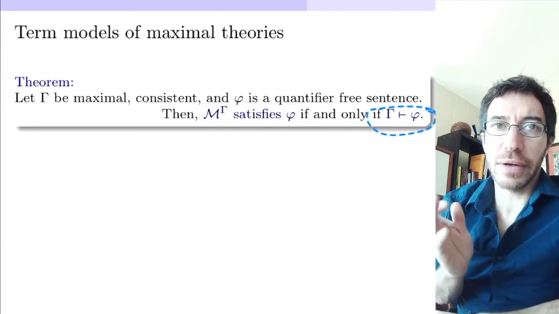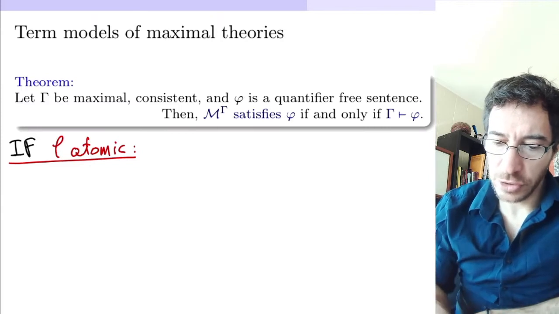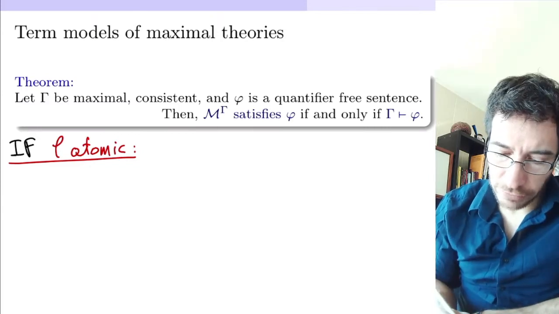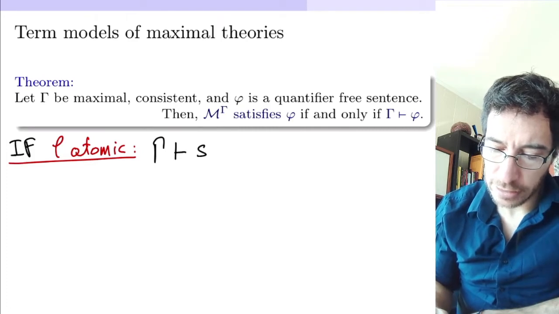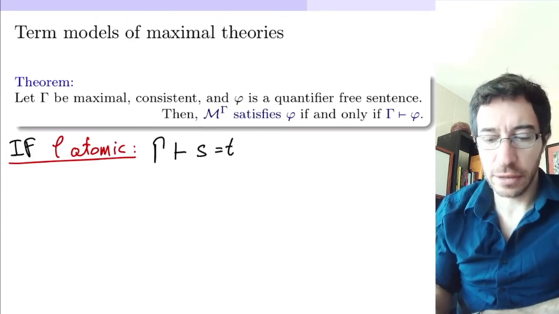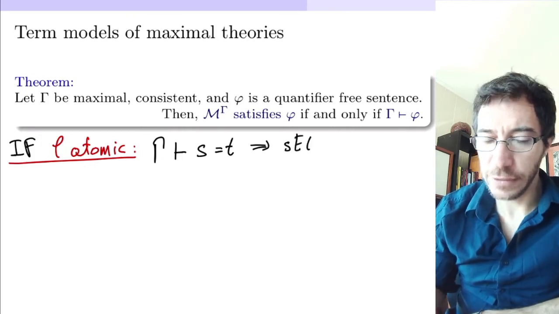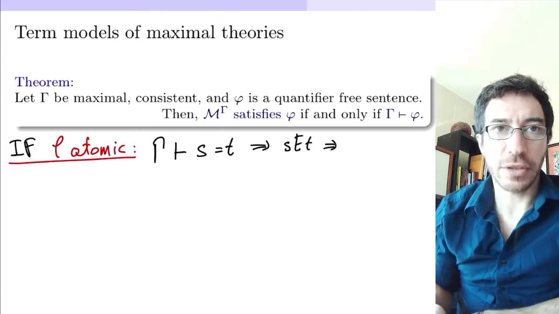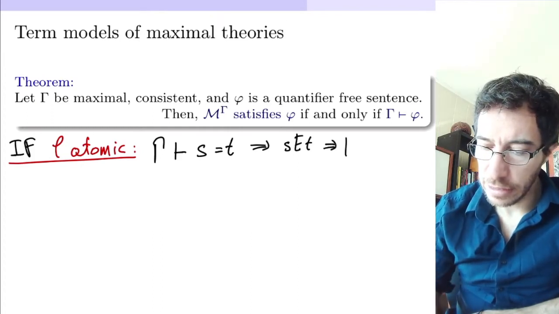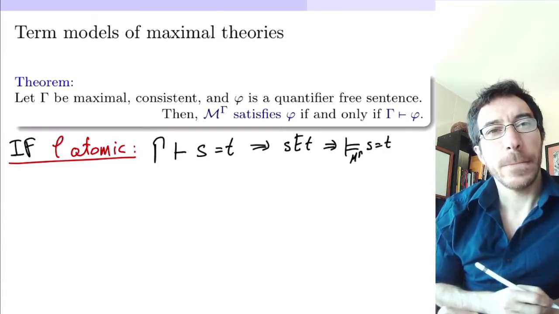Well, we have to start with atomic formulas. For the atomic formulas, we pretty much know this is true, right? We know that if gamma proves that some term S is equal to another term T, then by definition, S is E-related to T, right? And then by definition of the term model, we get that in the term model M gamma, S equals T, right?